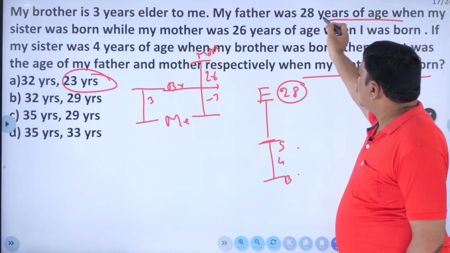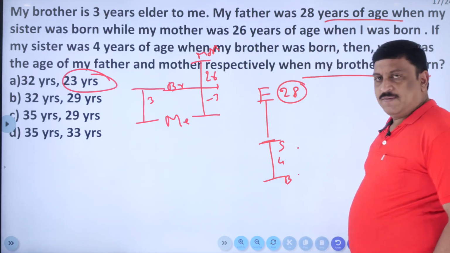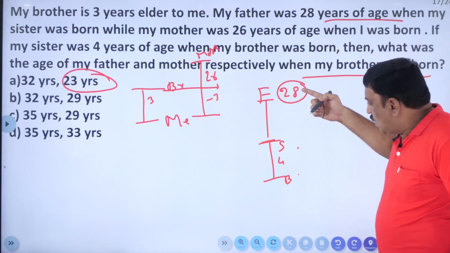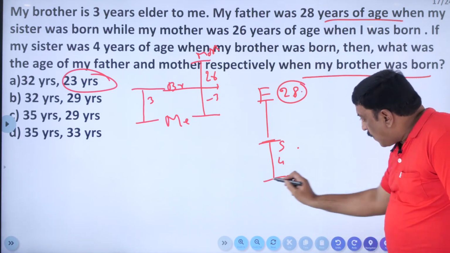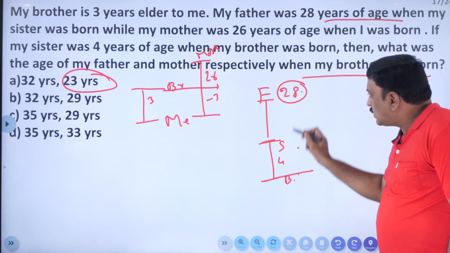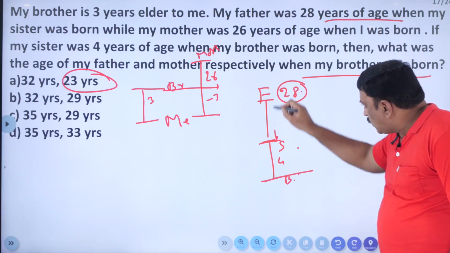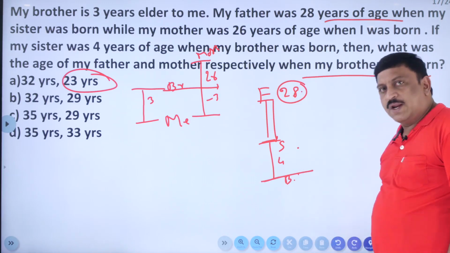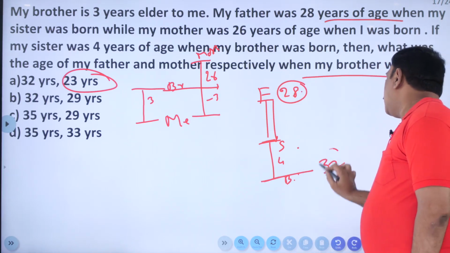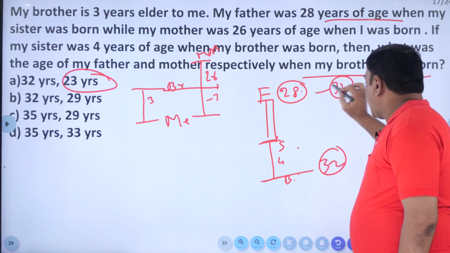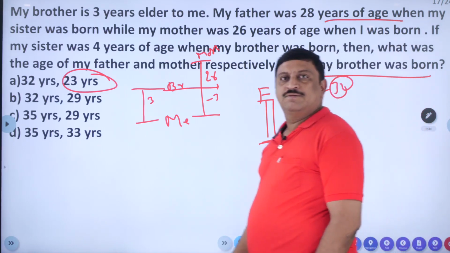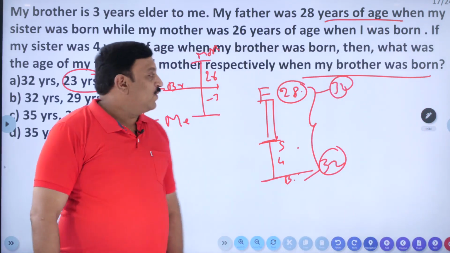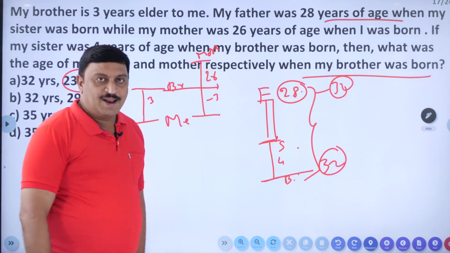Who is this 28 years? 28 years is father only, yes. So 28 years is my father. So 28, definitely from my brother's point of view, if you see that one, he is 28 plus from here to here 28, that is plus 4, that is 32. So he is 32 when my brother was born. Understood? So a little bit analytical, right?